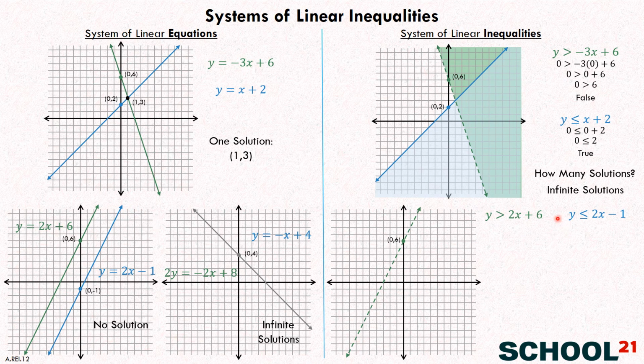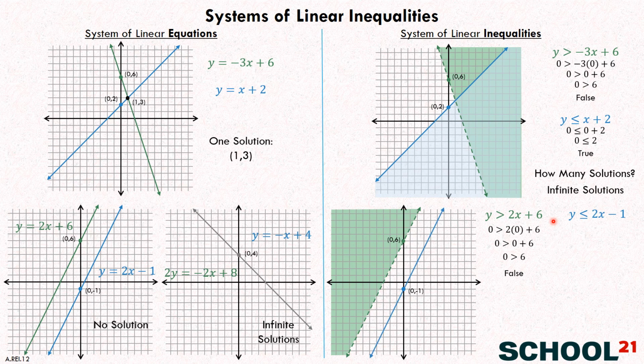But before we get to that one, let's test the point 0, 0. So we'll put 0 in for x and 0 in for y. 2 times 0 is 0, and 0 plus 6 is? 6. So it says 0 is greater than 6. Is that true? No. Okay, so that's false. So we're not going to shade the direction that includes 0. We're going to shade the other side, just like that. So does this look right so far? Yep.